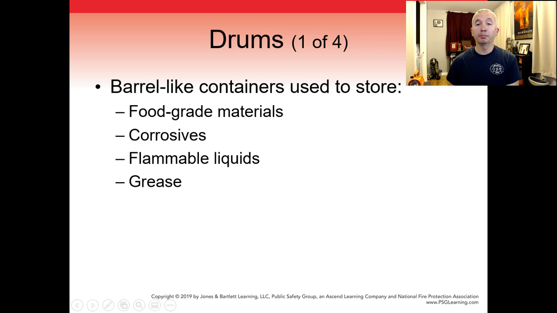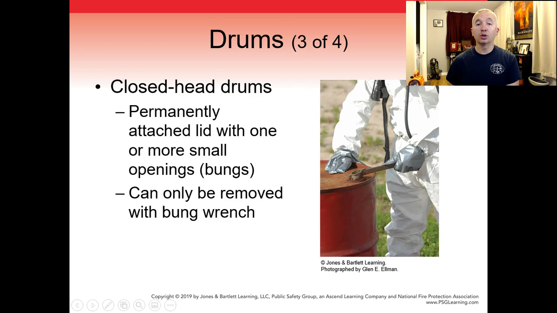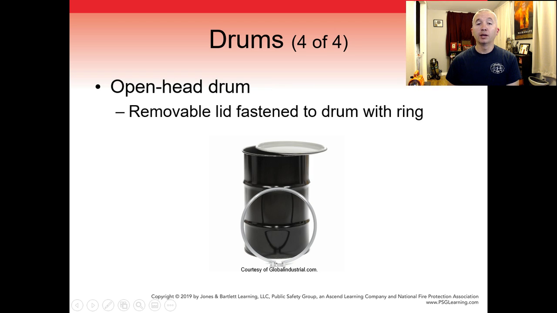Drums are barrel-like containers which are used to store food-grade materials, corrosives, flammable liquids, even grease. These drums may be constructed of low-carbon steel, polyethylene, cardboard, stainless steel, or nickel, and the nature of the chemical dictates the construction. Closed-head drums have permanently attached lids with 1 or 2 small openings, or bungs, at the top. An open-head drum, though, has a removable lid that is fastened to the drum with a ring.